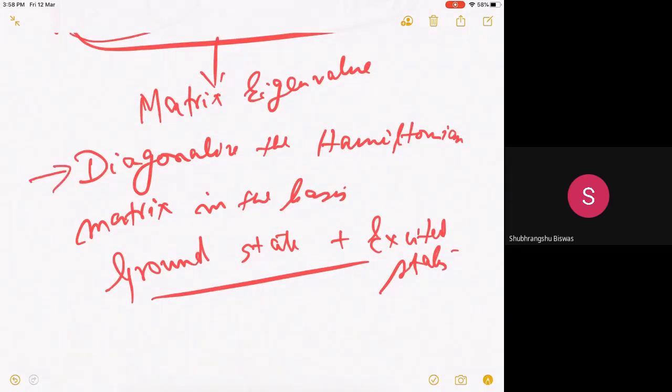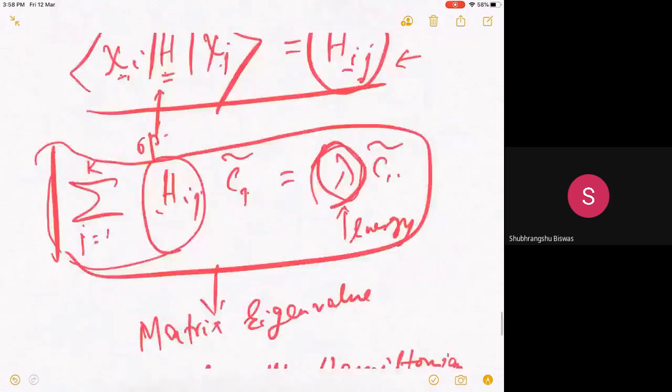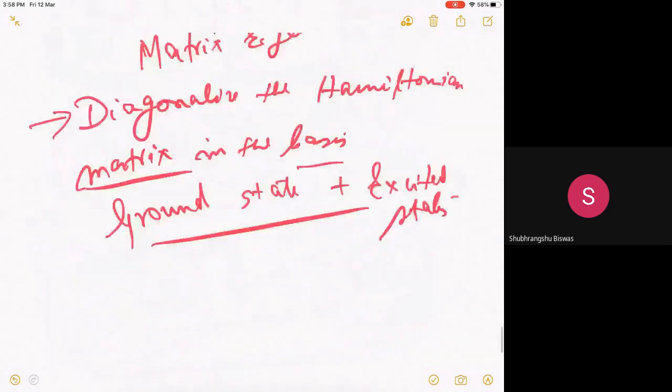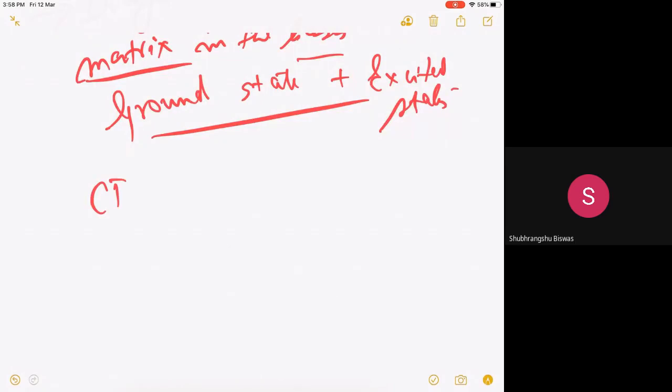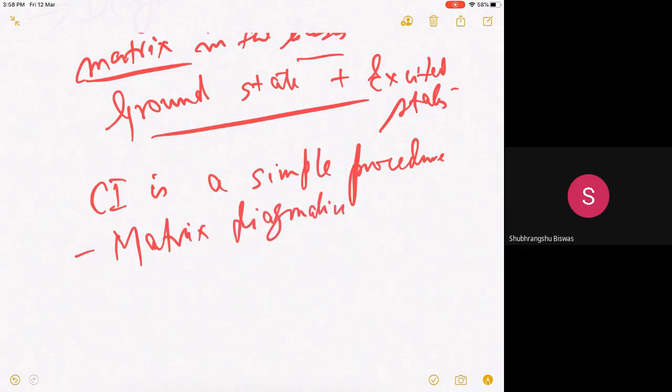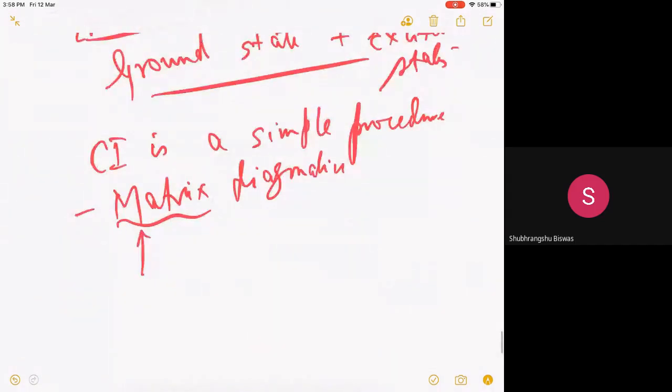So the recipe is very simple: construct the Hamiltonian matrix in the basis by evaluating these elements and simply diagonalize. So you can see that CI is a very, very simple procedure. It is just a procedure to diagonalize a matrix. Which matrix? The Hamiltonian matrix in the basis.